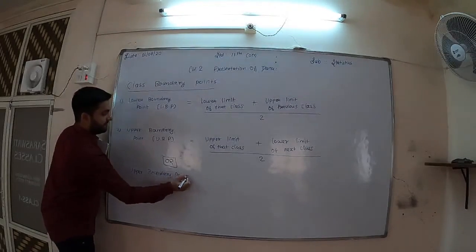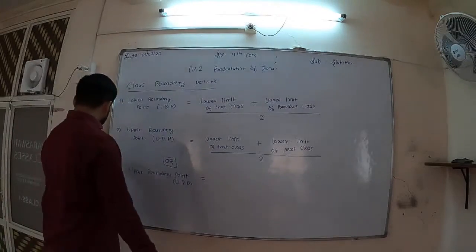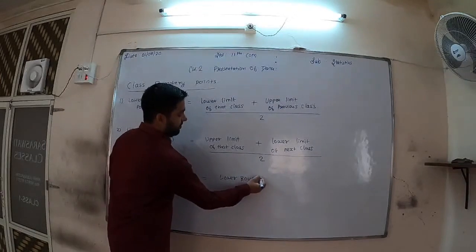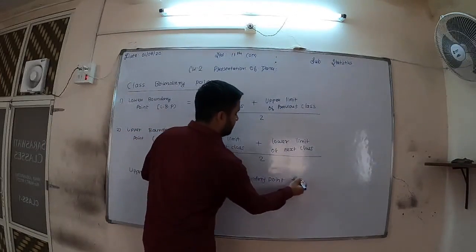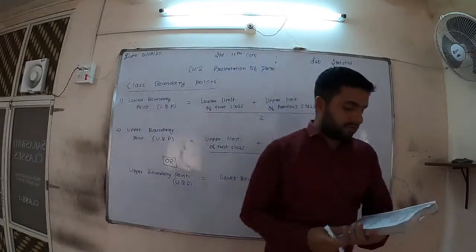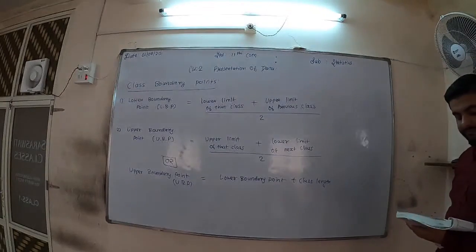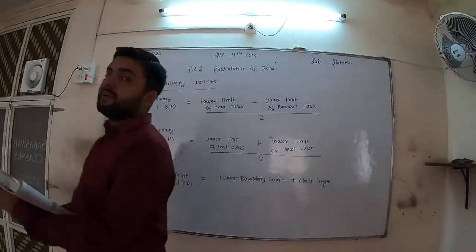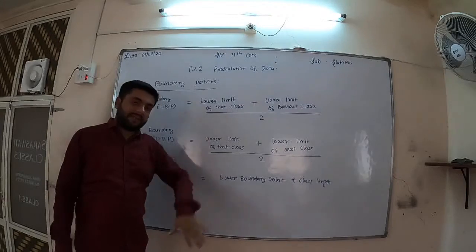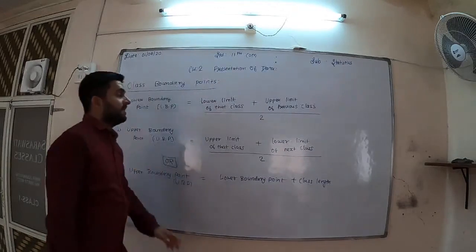Upper boundary point is equal to lower boundary point plus class length. Okay, so write these formulas: lower boundary point and upper boundary point, two formulas. And how will you remember? The hint is that when you are finding the lower boundary point, start with the lower limit of that class itself plus the upper limit of the previous class, because we have taken lower, so upper should be previous, divided by 2.